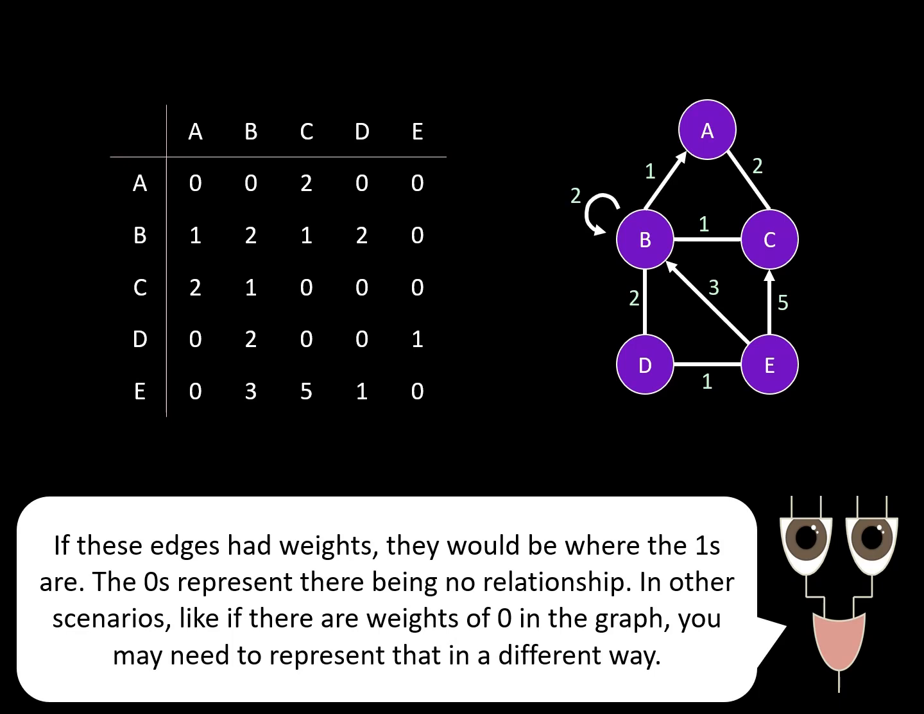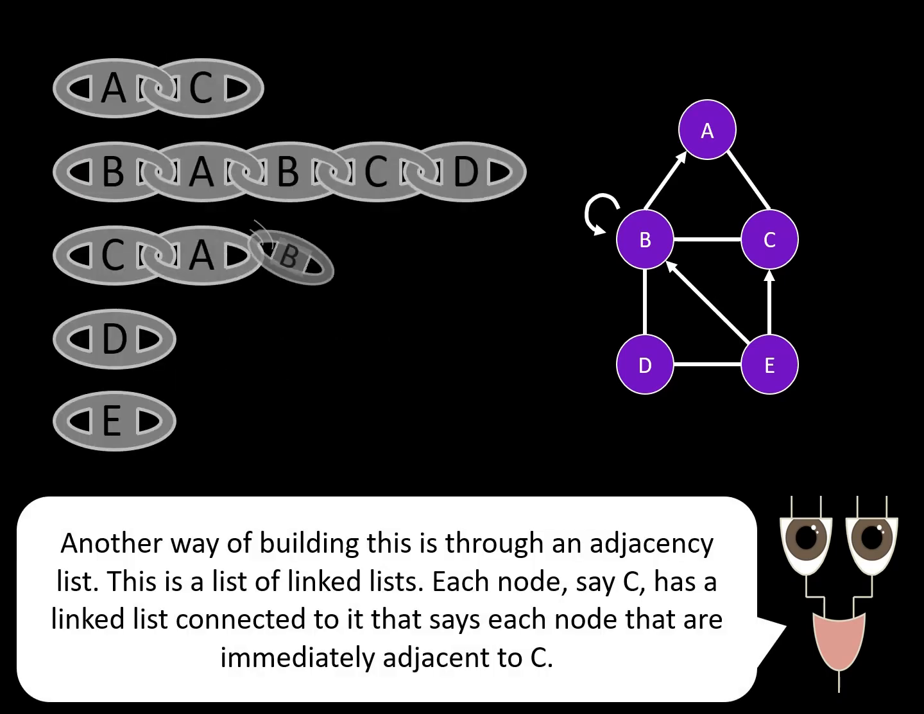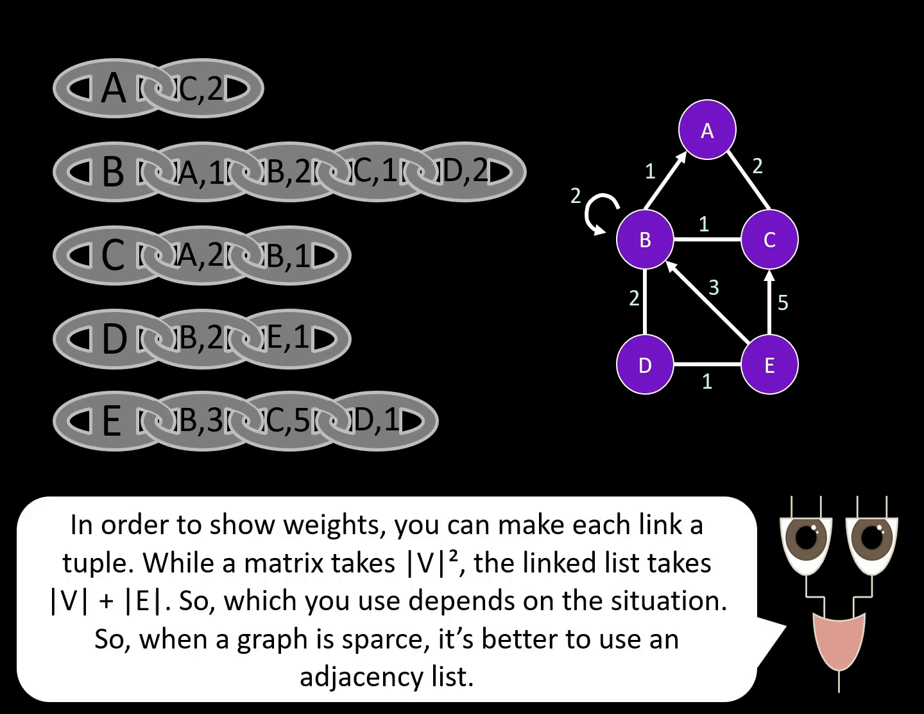In other scenarios, like if there are weights of 0 in the graph, you may need to represent that in a different way. Another way of building this is through an adjacency list. This is a list of linked lists. Each node, say C, has a linked list connected to it that says each node that is immediately adjacent to C. In order to show weights, you can make each link a tuple.